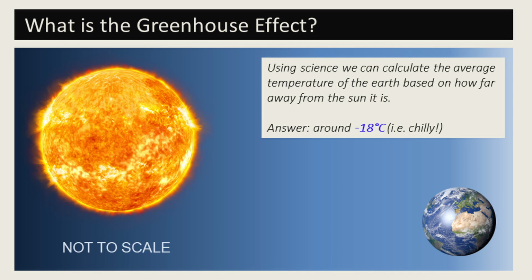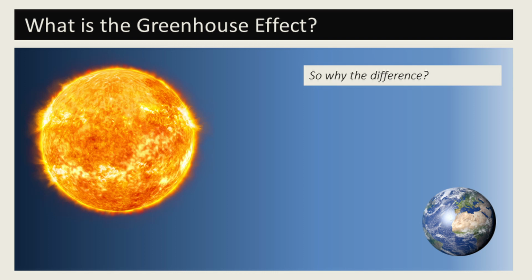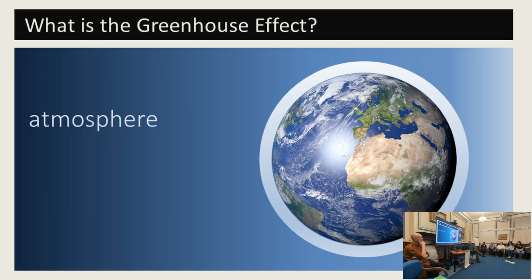And we know that's rubbish because it's obviously a lot warmer than that. But when we measure it, we find it's plus 15. So how come the physics tells us it's minus 18, and yet when we actually live on the Earth, we see it's on average 15 degrees? There's a big difference between those two. And the reason we have got a difference is because of the makeup of our atmosphere.